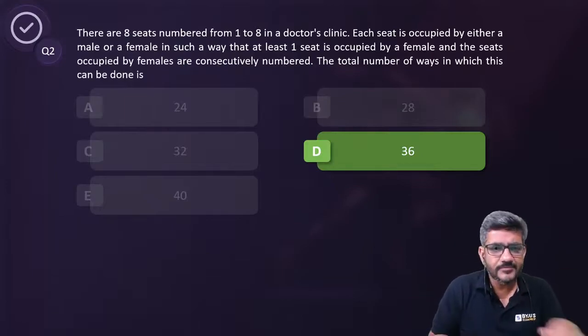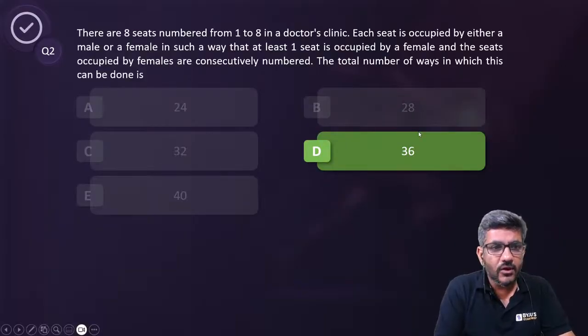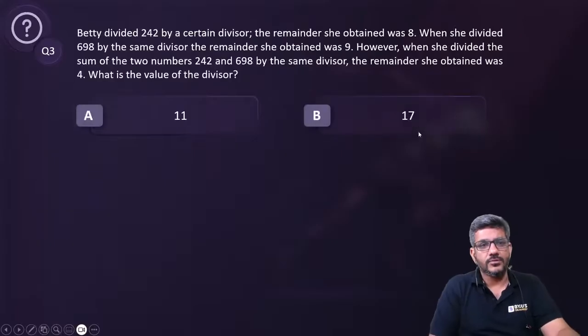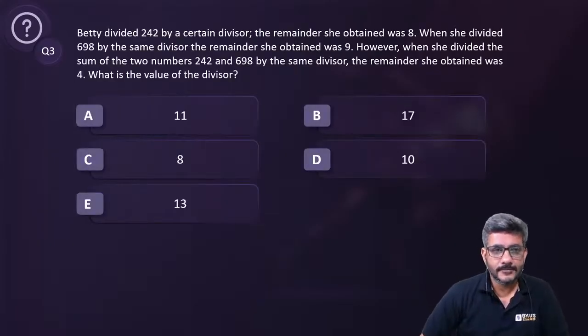Okay, so that was question number 2. I'll move ahead now to question number 3 on your screen. Now let's do this. That is question number 3 now.